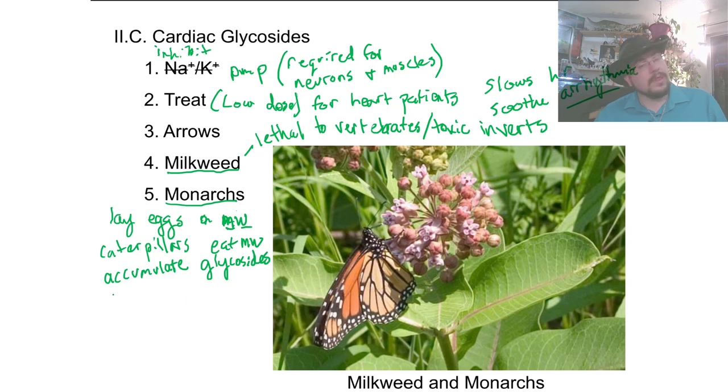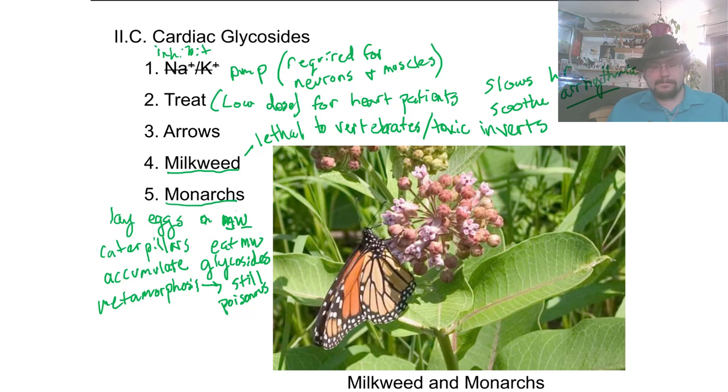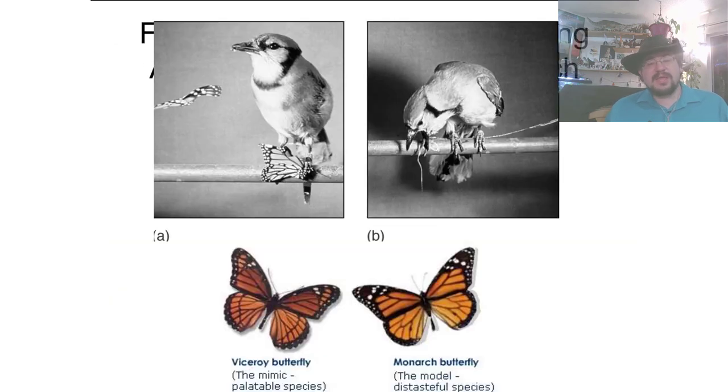And when that monarch caterpillar undergoes metamorphosis, and you get a pretty butterfly out of that chrysalis, well, guess what? It's still poisonous. So the monarch makes great use of cardiac glycosides produced by the milkweed. It's so effective at being poisonous, right?